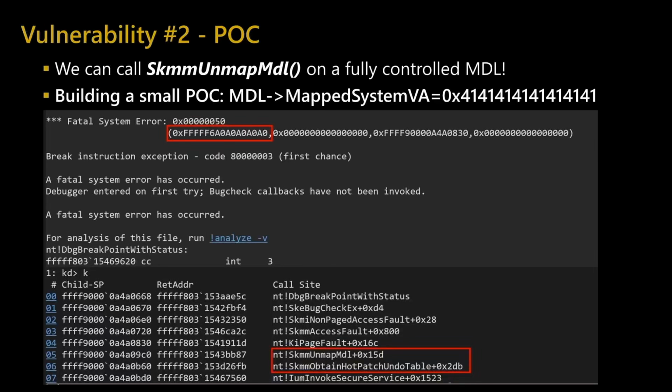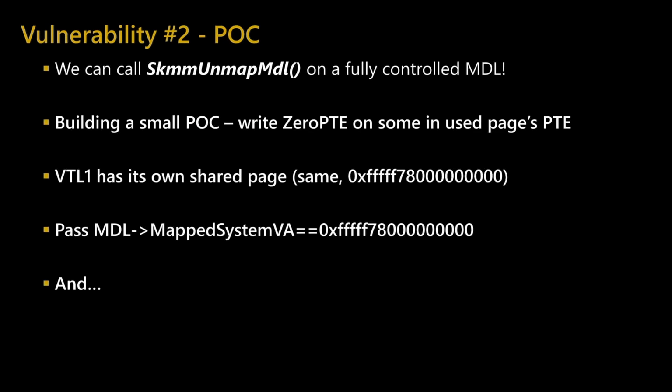So let's craft the MDL, set up 4141 in the virtual address in the mapped system VA, trigger the vulnerability, and boom, we got the exact expected call stack in the crash, from the vulnerable function to SkmmUnmapMdl, and then a page fault in nonpaged area on the virtual address A0, which is the PTE address of the virtual address 4141 from the MDL. This happened because SkmmUnmapMdl resolves the PTE address of the virtual address in order to write 0 into the PTE. Okay, great.